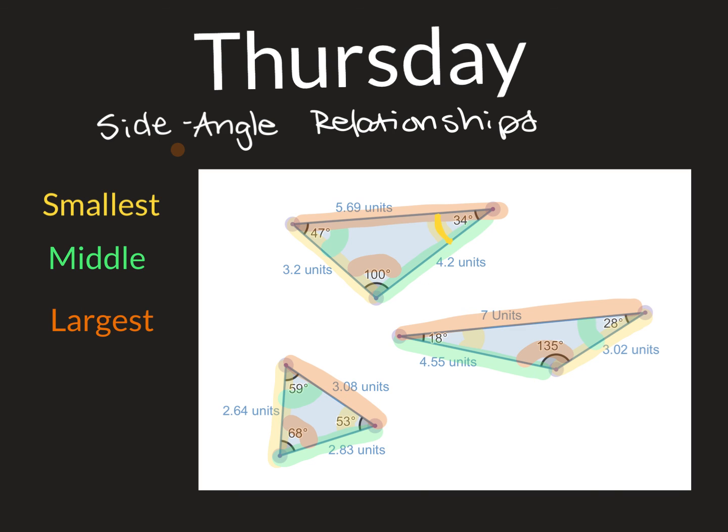So the side-angle relationships that we noticed, and again, this is going to be really useful when we start solving for stuff, is that if you are solving something and you happen to find out that this is your biggest angle, but this is your smallest side, something has gone wrong. It will always be true that the smallest side length will be opposite the smallest angle, the largest side length will be opposite the largest angle, and the medium side length will be opposite the medium angle. So that was Thursday.